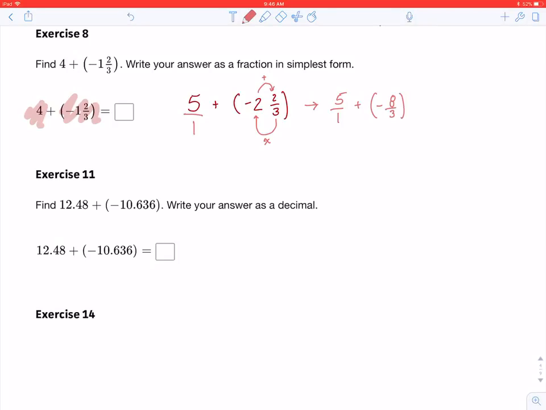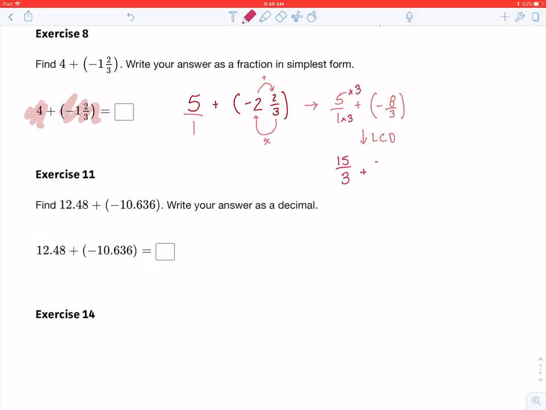And then now the next thing we need to do is find the lowest common denominator. And the lowest common denominator of 1 and 3 is going to be 3, because 1 can go into 3 if we multiply that 1 by 3, which means we have to multiply the 5 by 3, giving us now 15/3, which is the same as 5 over 1, because 15 divided by 3 equals 5, and 5 divided by 1 equals 5. So those are the same value.